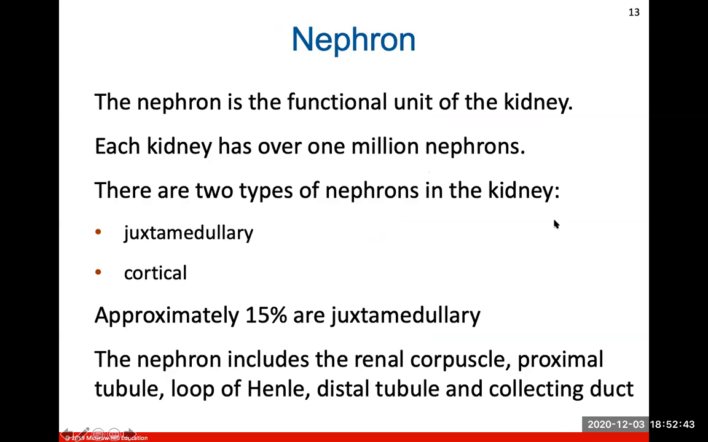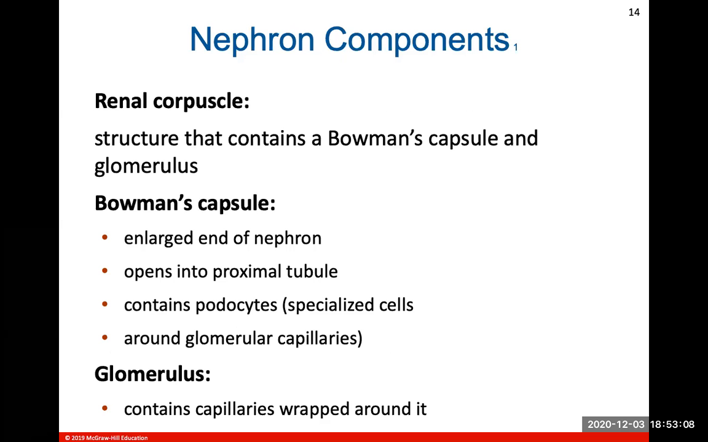The nephron is the functional unit of the kidney. Each kidney has over 1 million of these. There are 2 types of nephrons. About 15% are juxtamedullary. The nephron always includes the renal corpuscle, where the filtration of blood occurs, and then the proximal tubule, loop of Henle, distal tubule, and collecting duct are where absorption or secretion of different electrolytes occurs. The renal corpuscle is the structure that contains a Bowman's capsule and glomerulus.